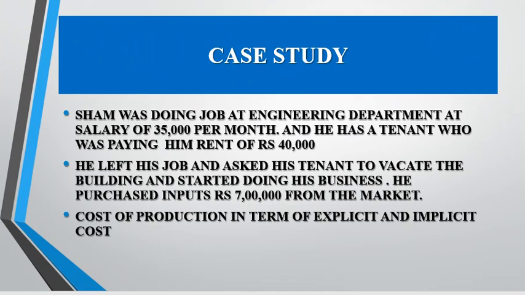Shyam is doing a job at an engineering department at a salary of 35,000 per month. And he has a building which he has given on rent to a tenant who was paying him rent of rupees 40,000. He left his job because he wanted to set up his own business and asked his tenant to vacate the building, and he started doing his business. He purchased inputs worth rupees 7 lakh from the market. So here we have to calculate the total cost in terms of the explicit cost as well as the implicit cost.